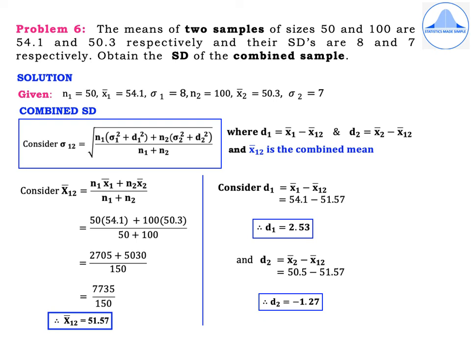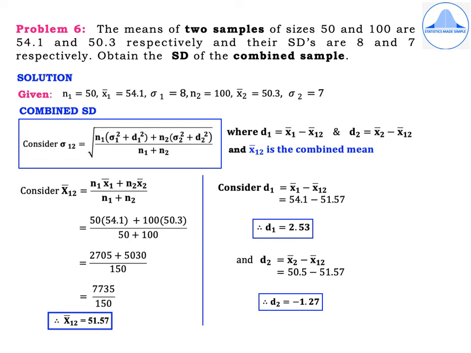So since two samples are given and their sizes along with the mean and standard deviation are also given, we list down the values under solution as given: n1 equal to 50, x bar 1 equal to 54.1, sigma 1 is equal to 8, then n2 is equal to 100, x bar 2 is 50.3, and sigma 2 is equal to 7. Then write the formula for the combined standard deviation.